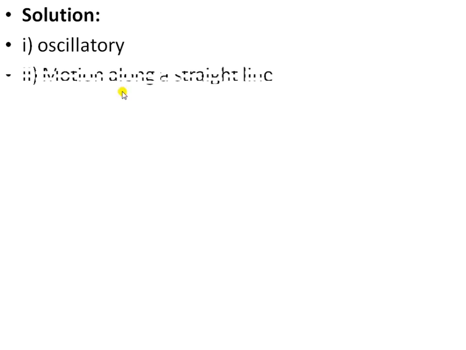So the solution of this question number 1 is: the first one is oscillatory motion, the motion of your hand while running, because the hand is going to and fro, so it's an oscillatory motion. Next, the answer of question number 2 is motion along a straight line, because the horse pulling a cart on a straight road moves along a straight line.